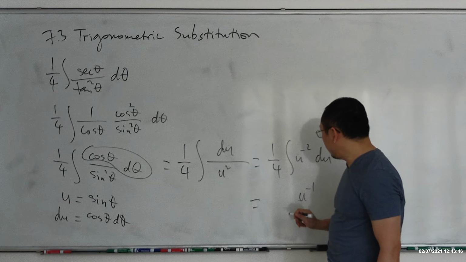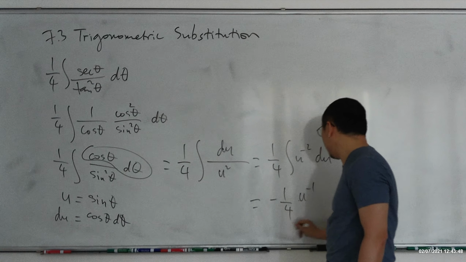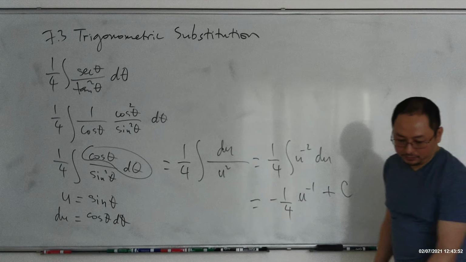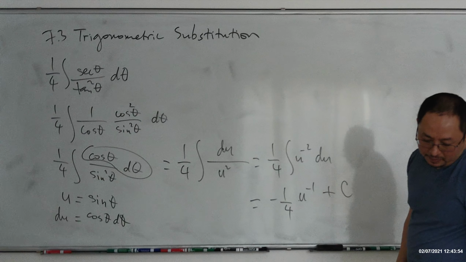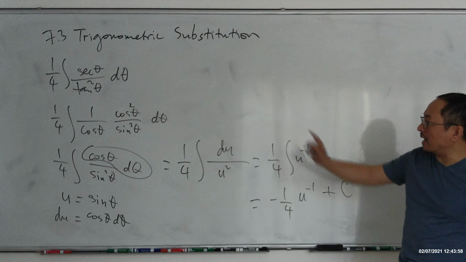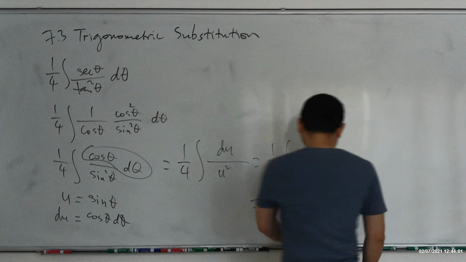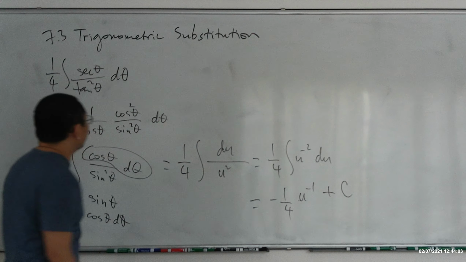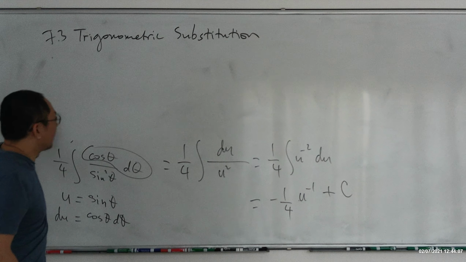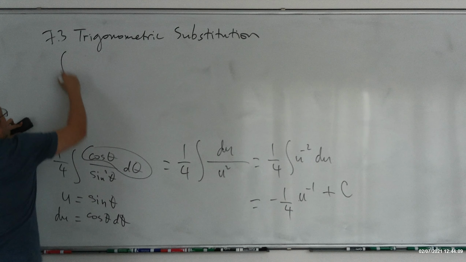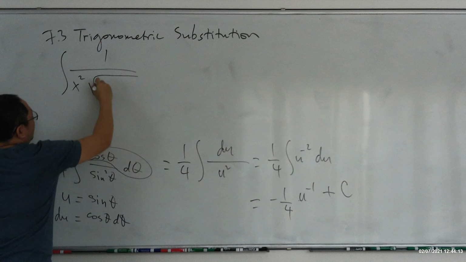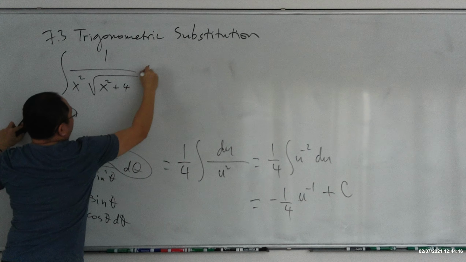And then the reciprocal of -1 is still -1, so we get -1/4 using -1 plus c. Okay, well, it's not done yet because you have to convert back to x, because this is just still u. The original problem was in terms of x. I keep erasing it, so let me rewrite the original question up here so you guys see it. Integral of 1 over x squared square root of x squared plus 4 dx, right?